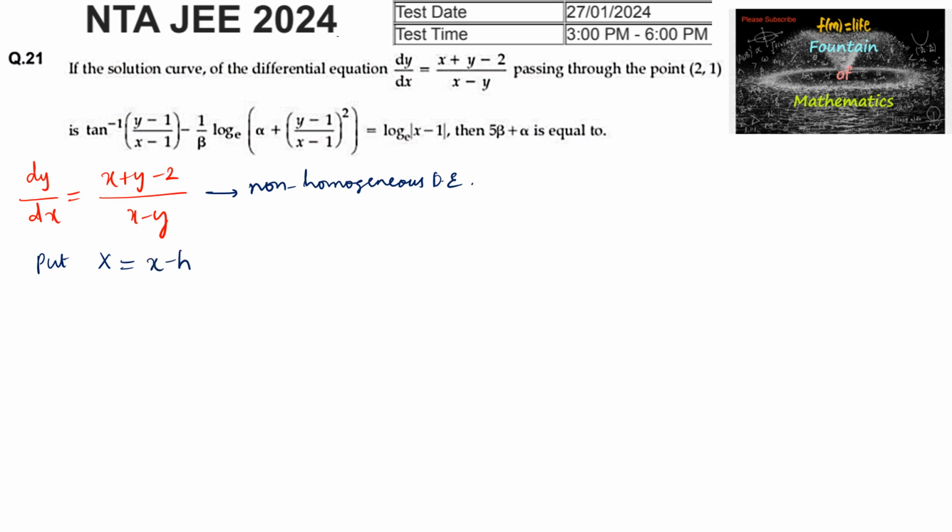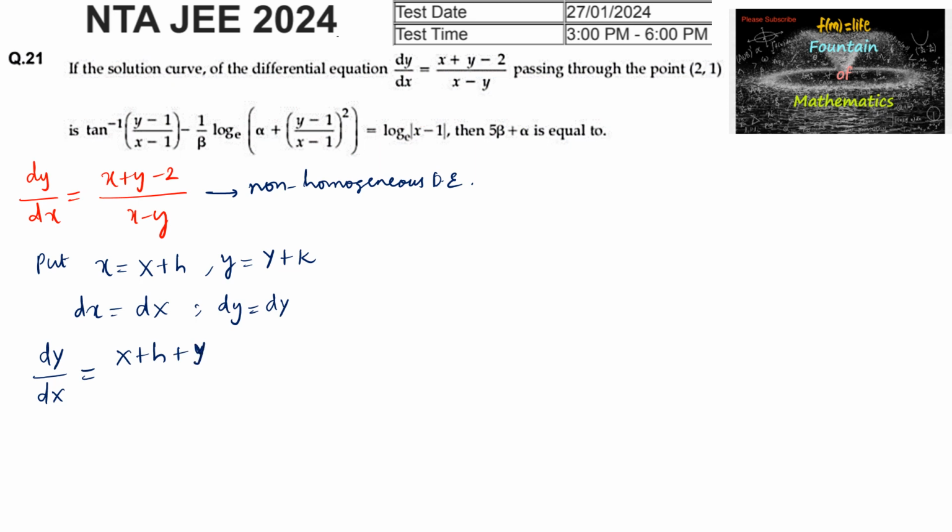put capital X is equal to x minus h, or we can write small x is equal to capital X plus h, and small y is equal to capital Y plus k, so that dx is equal to d capital X and dh is 0, differentiation of h is 0, and here dy is equal to d capital Y. So our differential equation we can write d capital Y by d capital X is equal to (x plus h plus y is equal to capital Y plus k minus 2) upon (x minus y), that is X plus h minus Y minus k.